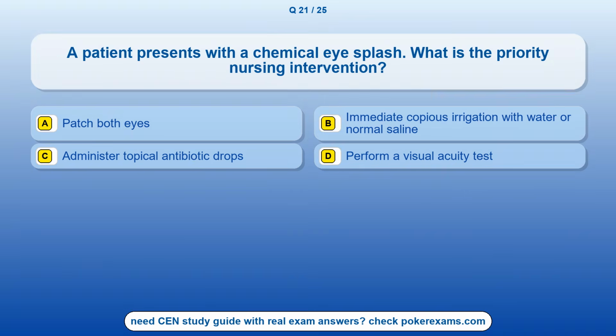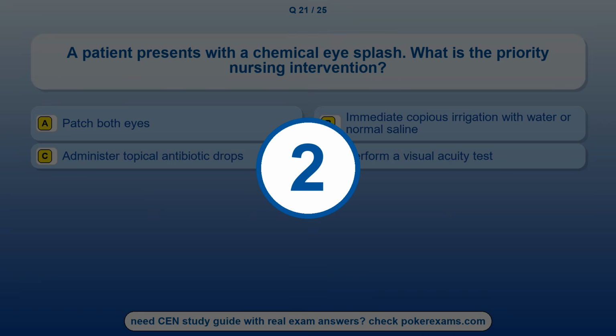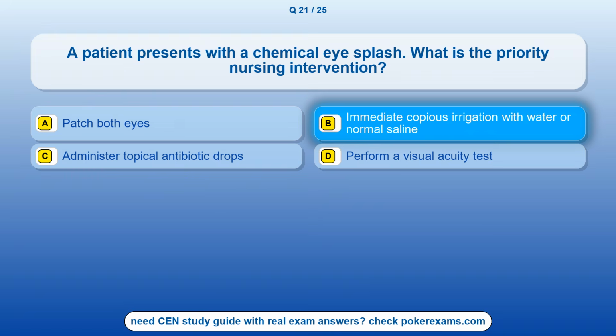Question 21. A patient presents with a chemical eye splash. What is the priority nursing intervention? Option A, patch both eyes. Option B, immediate copious irrigation with water or normal saline. Option C, administer topical antibiotic drops. Option D, perform a visual acuity test. The correct answer is option B, immediate copious irrigation with water or normal saline.